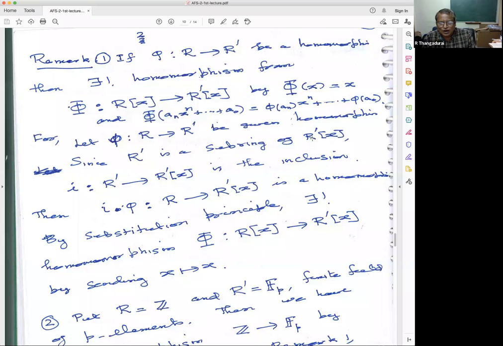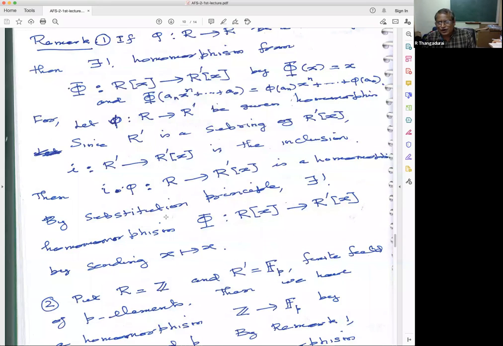Okay. R prime to R prime X, that is, we call it I, is an inclusion map. Now we take a composition with little phi. The phi composed with I is a homomorphism from R to R prime X. Phi is a homomorphism already given. I is an inclusion map from R prime to the polynomial ring R prime X. So by composing both homomorphisms, we get another homomorphism from R to R prime X.